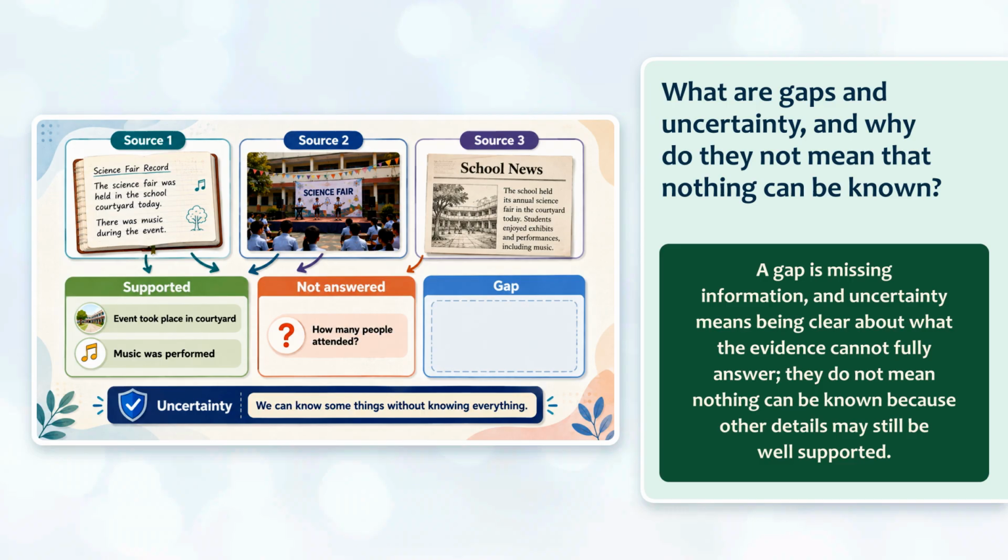The two columns show both the limit and the knowledge. A gap is missing information, and uncertainty means being clear about what the evidence cannot fully answer. They do not mean nothing can be known because other details may still be well supported. The supported column shows what remains usable. Next, we will examine perspective and bias in different accounts.